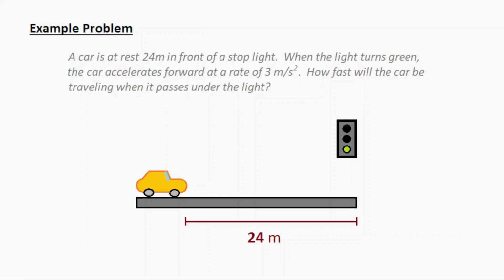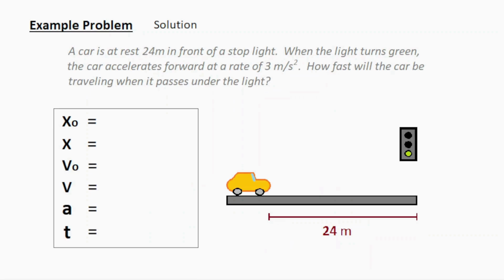Let's look at an example. Here we have a car that begins at rest 24 meters in front of a stoplight. When the light turns green, the car accelerates forward at a rate of 3 meters per second squared. And the question is, how fast will the car be traveling when it passes under the light? We'll observe that we have a lot of information for motion variables here. We are also solving for a motion variable, so I think we need to use the kinematic equations.